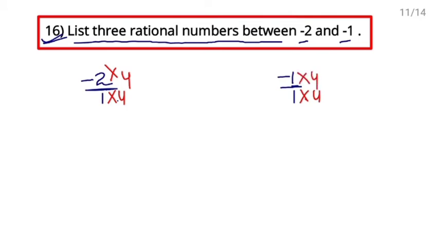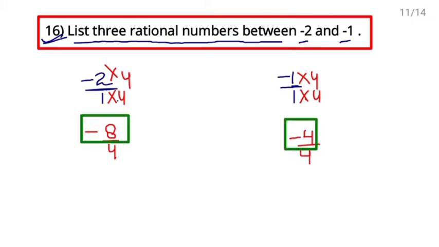Now check, it becomes 2 4s are 8, 4 1s are 4. This is 4 1s are 4, minus sign, 4 1s are 4. Now check the numerators again, -8 and -4. Do we have 3 integers between them? -4 और -8 के बीच में क्या 3 integers है? Yes, -5, -6, -7, right? -4 and -8 के बीच में 3 integers हैं, right?